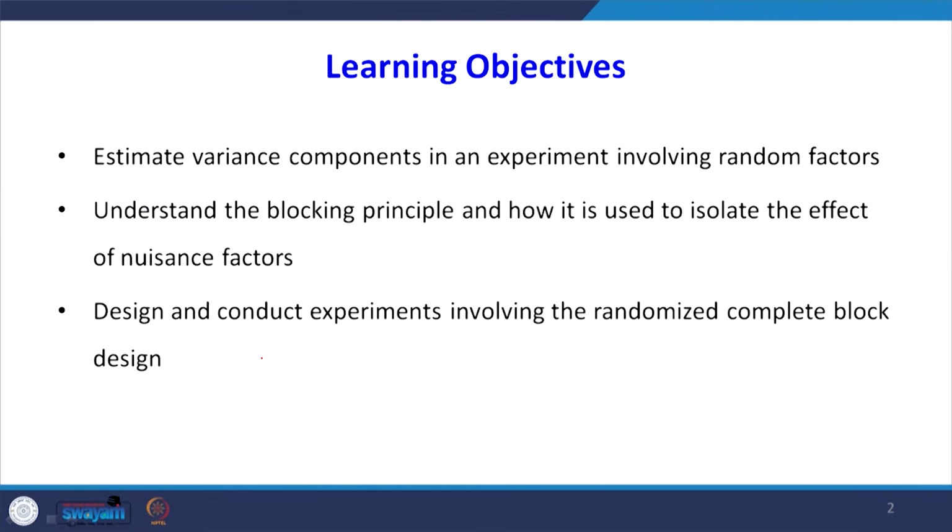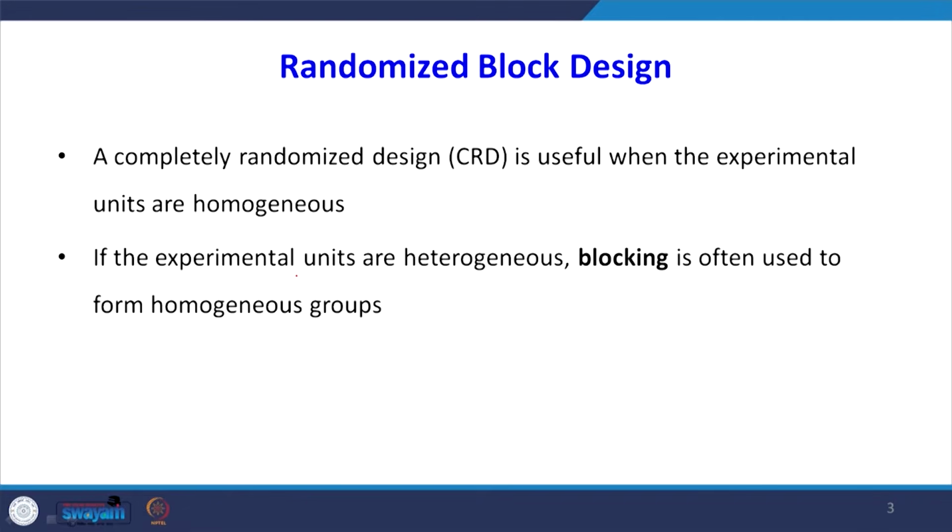Then understand the blocking principle and how it is used to isolate the effect of nuisance factors. So, what we are doing here in randomized block design is isolating the effect of nuisance factors. Then design and conduct experiments involving randomized block design. A completely randomized design, CRD, is useful when the experimental units are homogeneous. If the experimental units are heterogeneous, blocking is often used to form homogeneous groups.